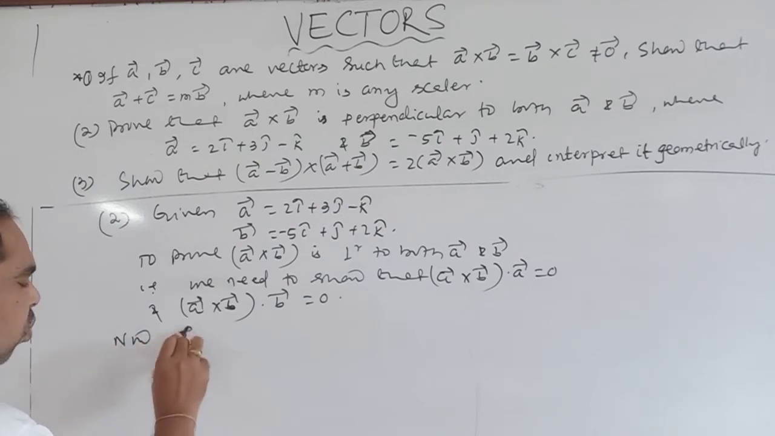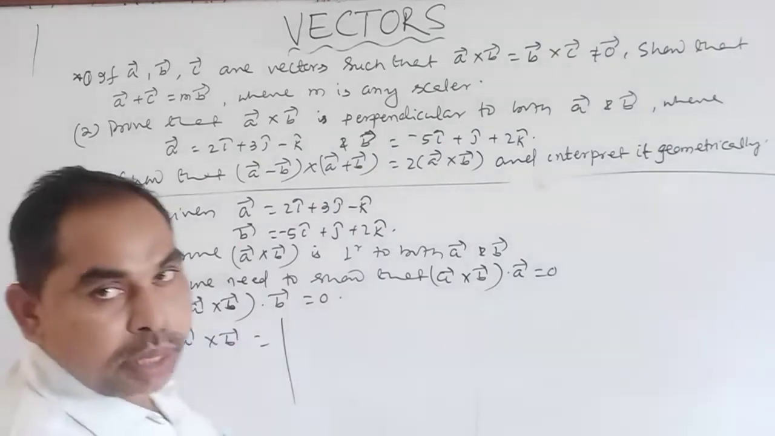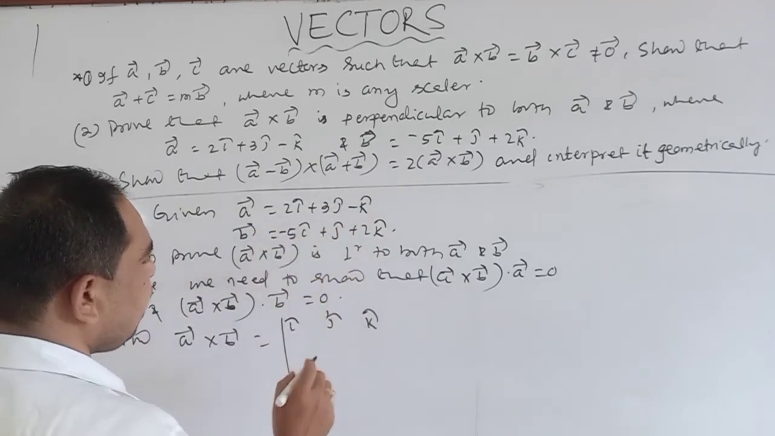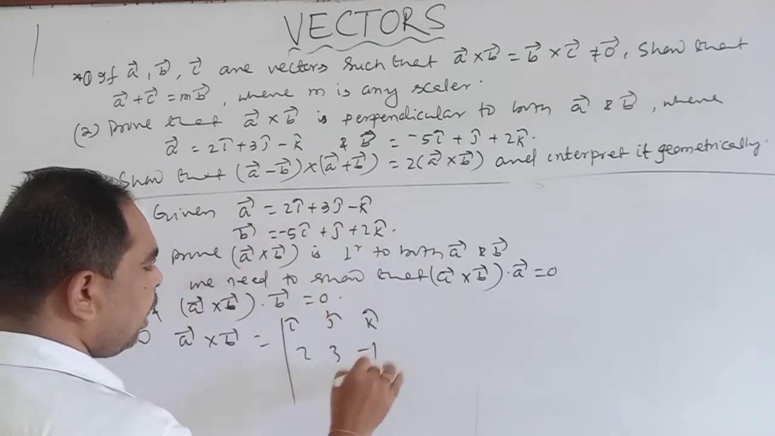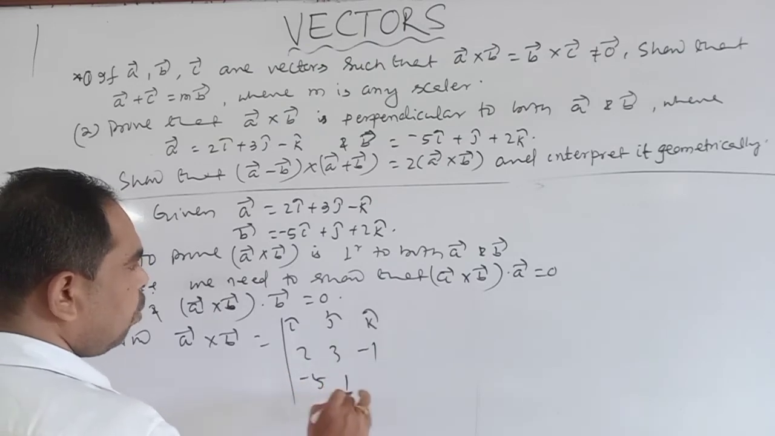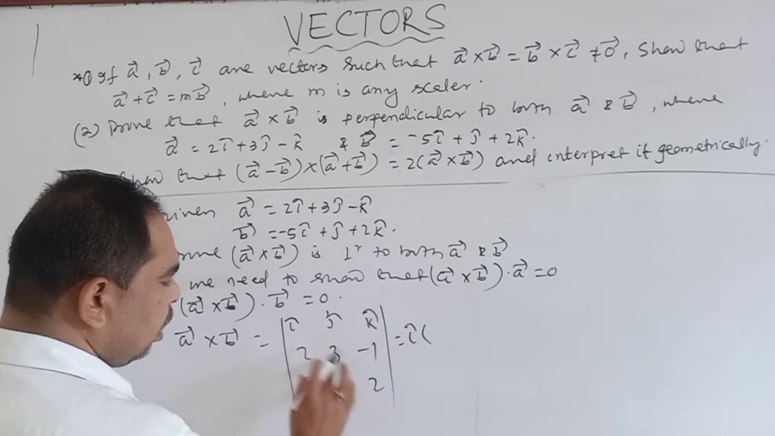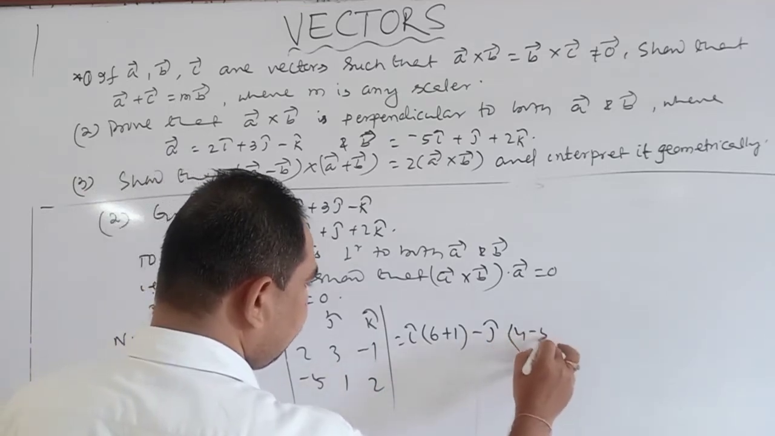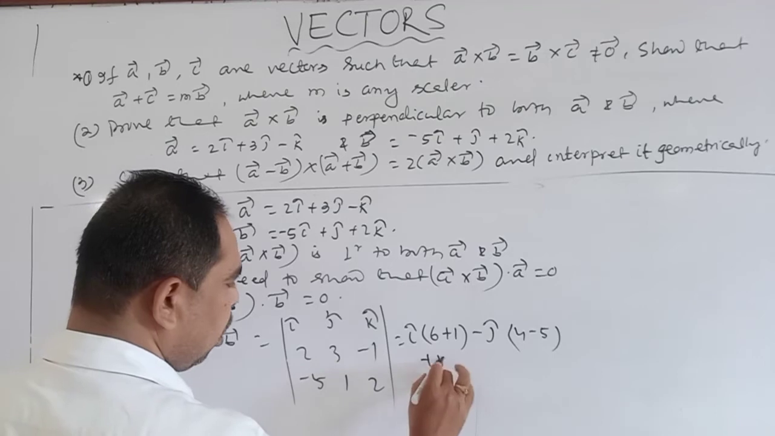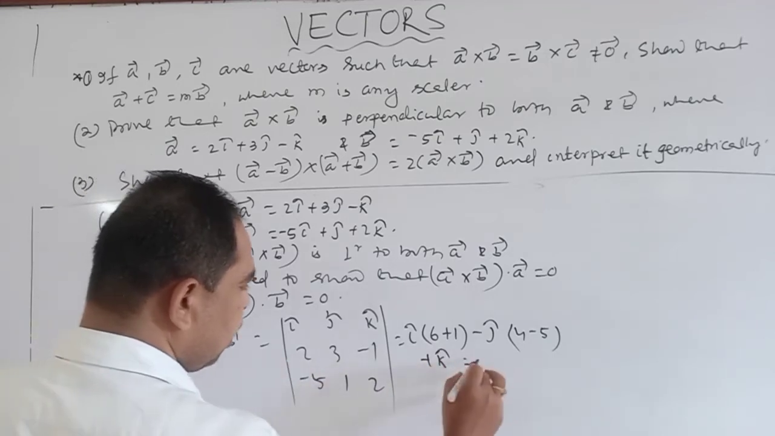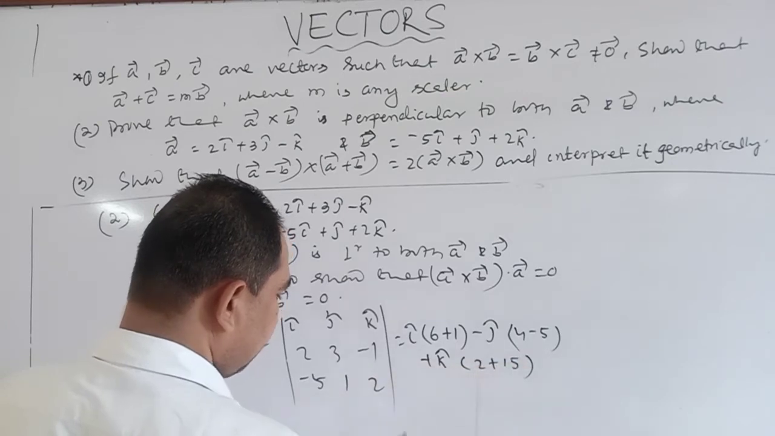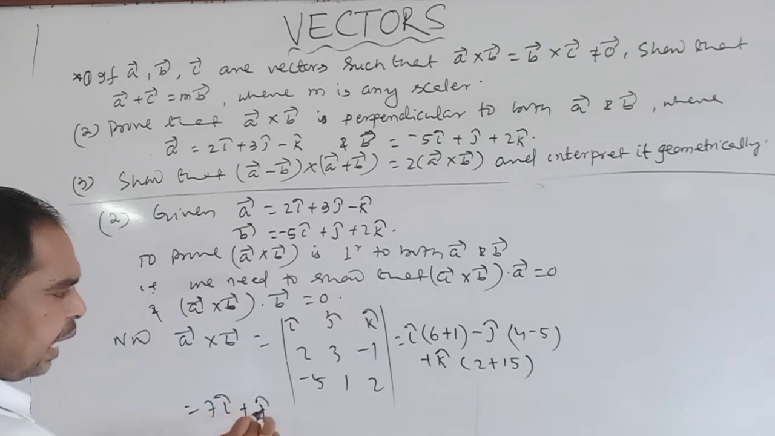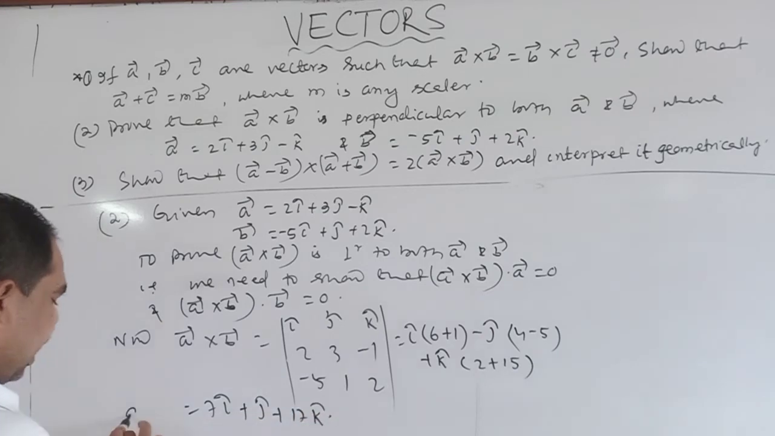Now first find A cross B. A cross B means determinant form. First row i cap, j cap, k cap. Second row, the A row, i j k coefficients 2, 3, minus 1. Third row, the B row, coefficients minus 5, 1, 2. So expand this: i into (6 plus 1), minus j into (4 minus 5), plus k into (2 plus 15). So A cross B is equal to 7 i cap plus j cap plus 17 k cap. This is A cross B.